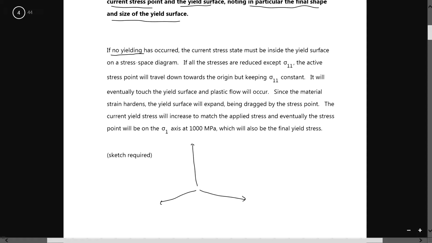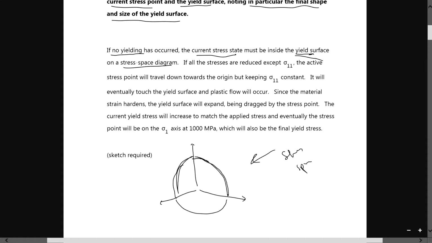Therefore, if no yielding has occurred, if you still remember our criterion over here, anything that exceeds this boundary is considered yielding. So if there's no yielding, this means your current stress state must be inside the yield surface of the stress space diagram. And therefore what I'm drawing is called the stress space diagram, and you're inside within the yield surface, this particular surface that I'm talking about. So your system may be somewhat like that, or maybe like that whatsoever, but it's still within the surface.